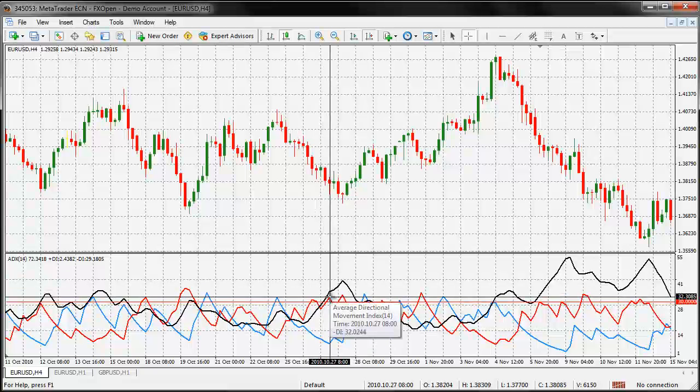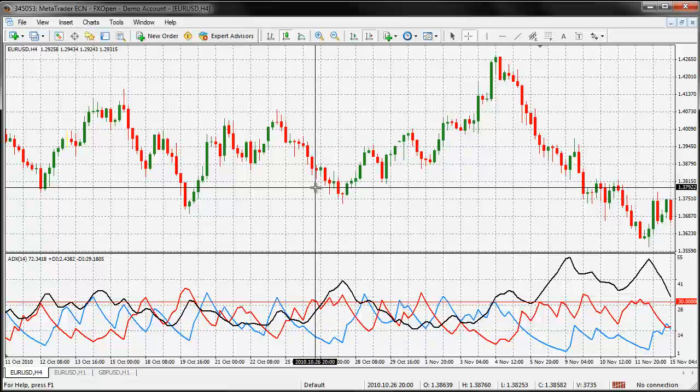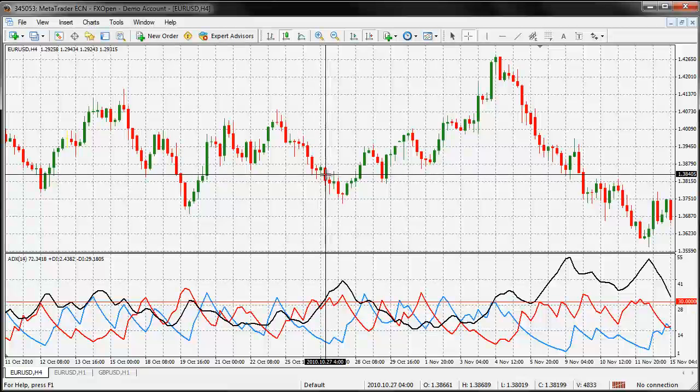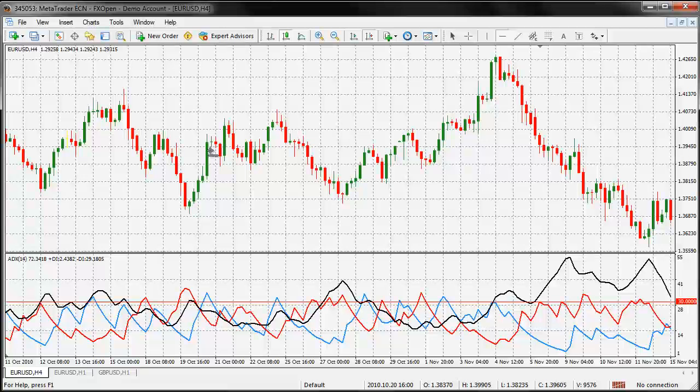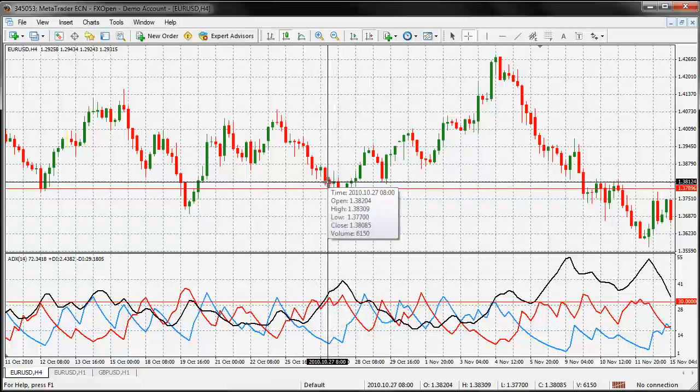But as I say, you're going to have to be very nimble. Like this one, for instance, is a nice sell signal, but the sell signal is very short lived. Here is the next support level, and if we took this at this particular level, our take profit would have only been 26 pips.